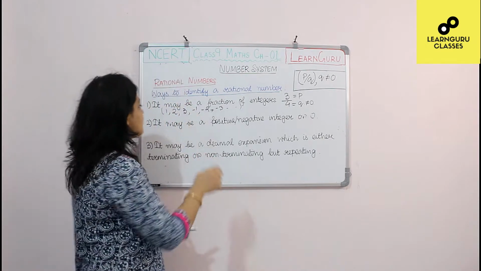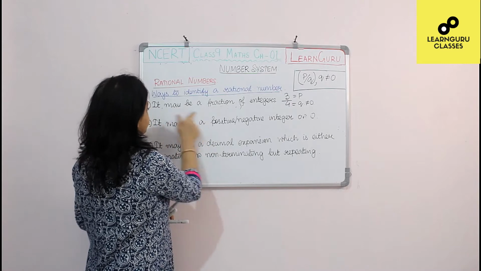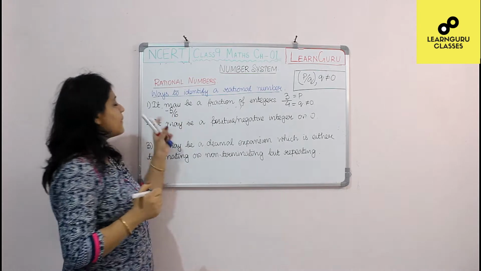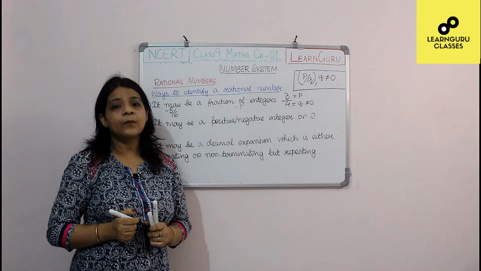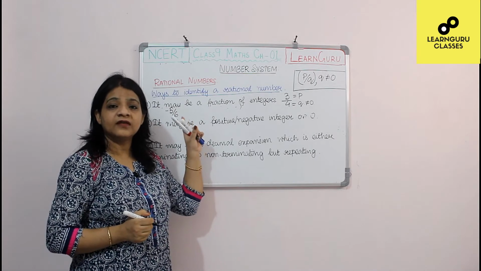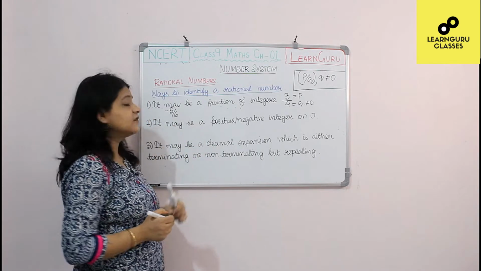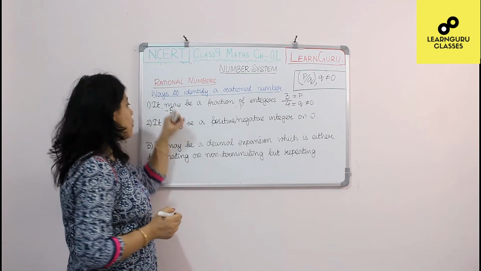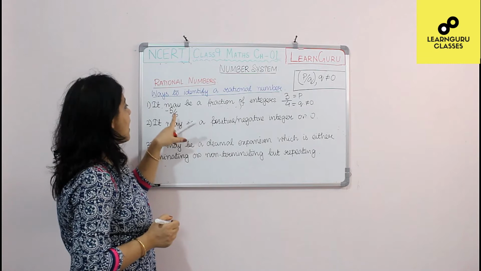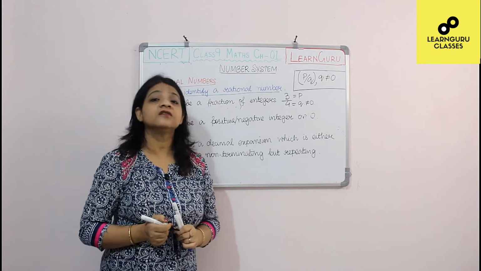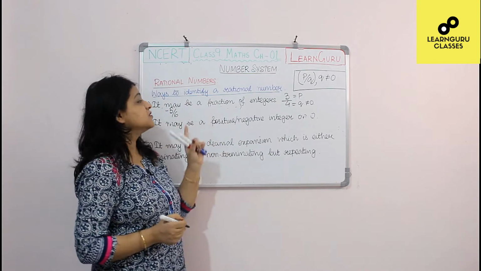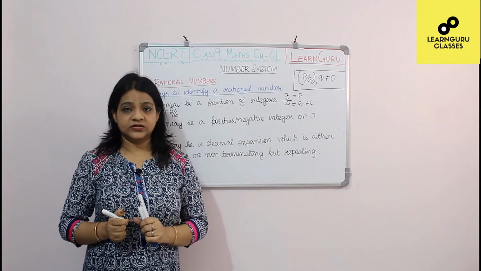For example, I can write -5/6. Is -5/6 a rational number? Yes. -5 is a negative integer, 6 is a positive integer. Both of them are represented in the form p by q, and q is equal to 6, which is not equal to 0. So we can say that fractions are rational numbers.